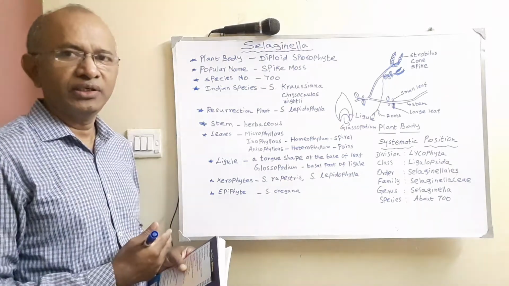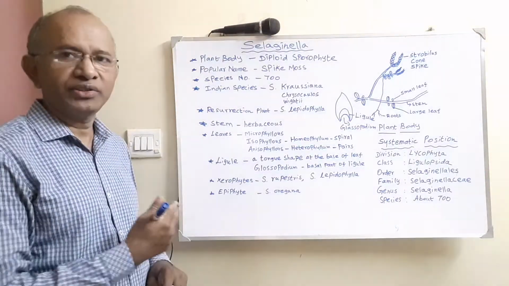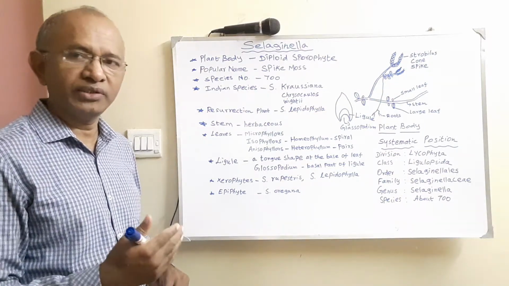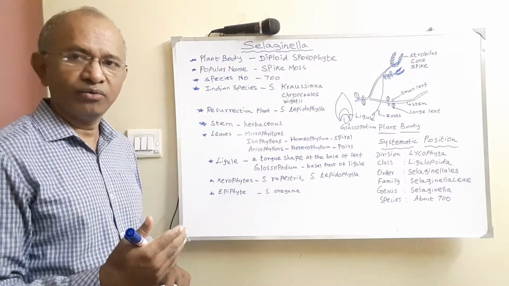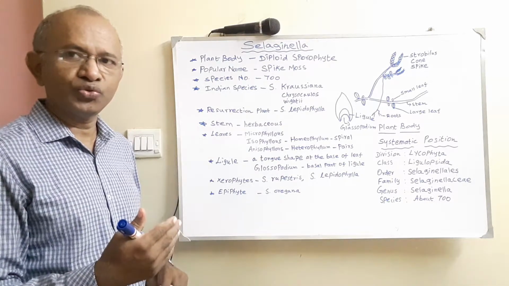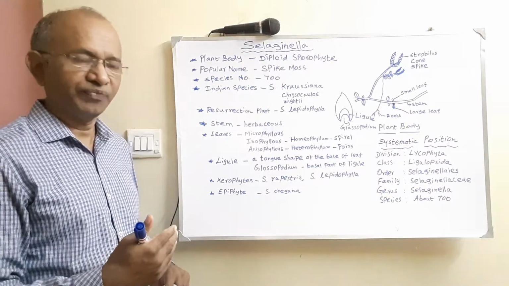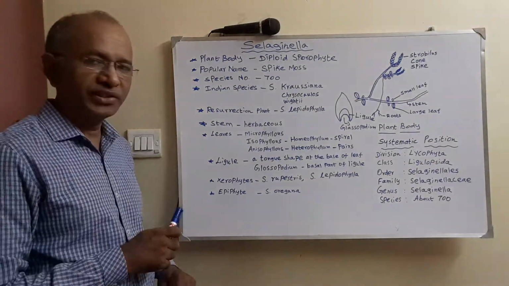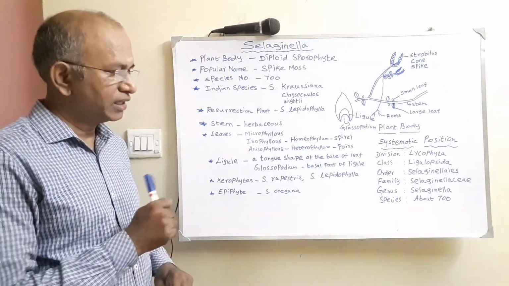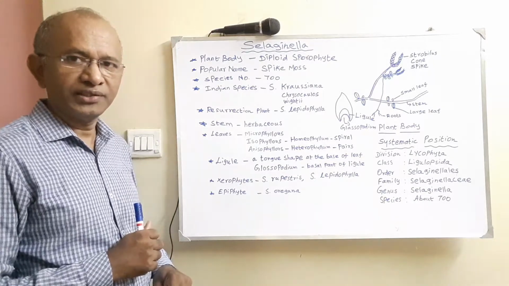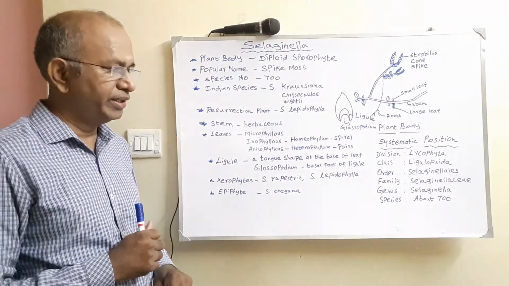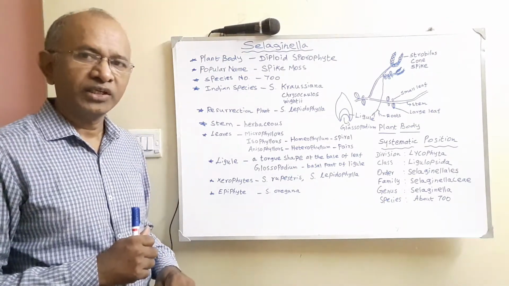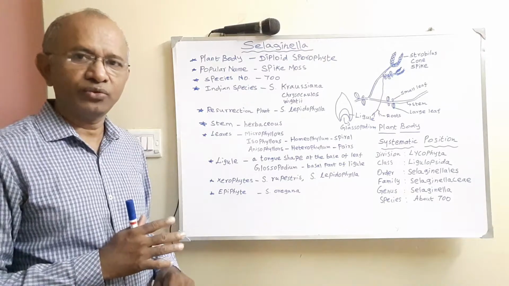In addition to this, some species of Selaginella are xerophytic in nature. Even though they are present in a humid area, they have the capacity to withstand even dry conditions. For example, Selaginella rupestris, as well as Selaginella lepidophylla. So these two species are considered xerophytes.